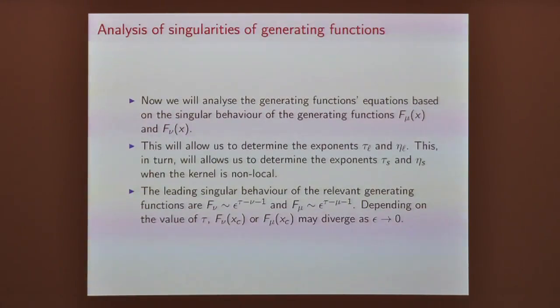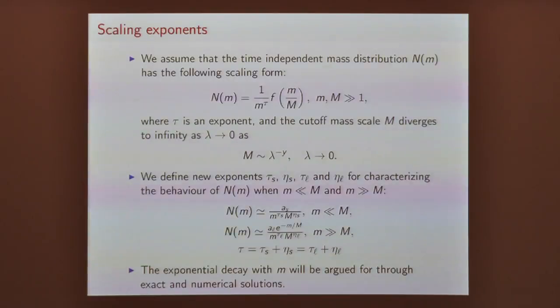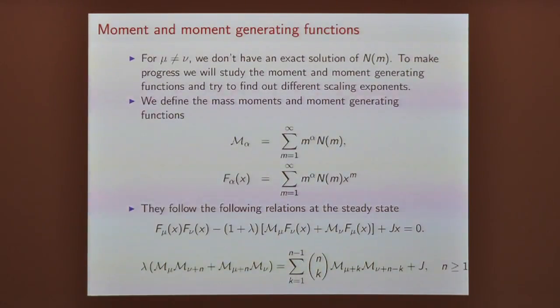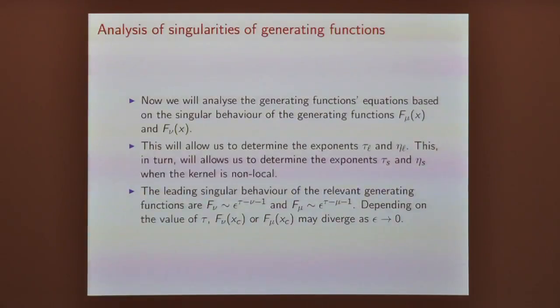The generating functions are defined as given here. We want to find their singular structure, and then invert it to find what Nm is, as is standard. This allowed us to determine the exponents in the large mass limit, which are tau L and eta L. Since tau L plus eta L equals tau s plus eta s by construction, we can also get tau s and eta s.